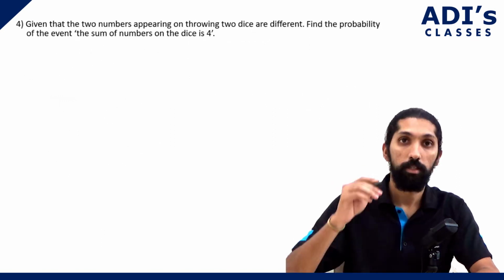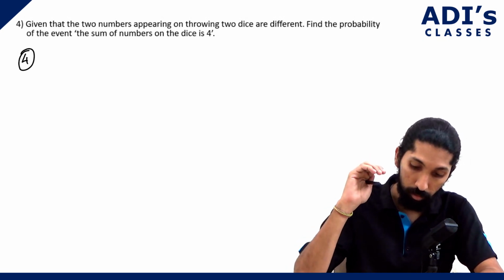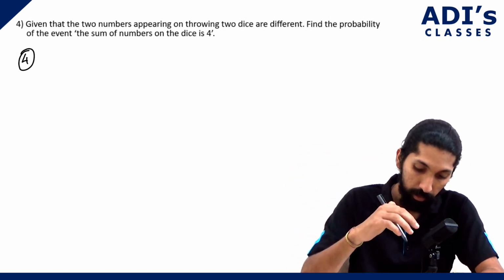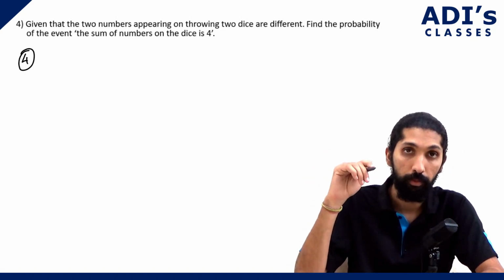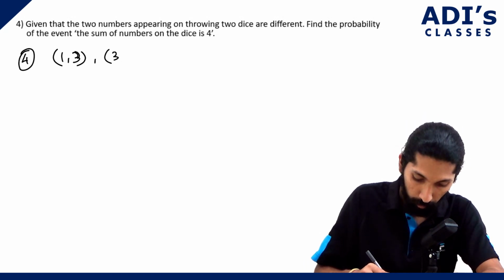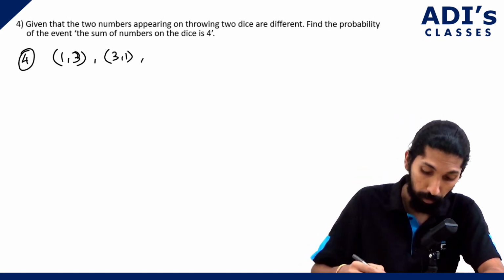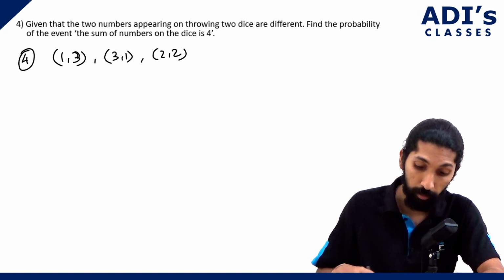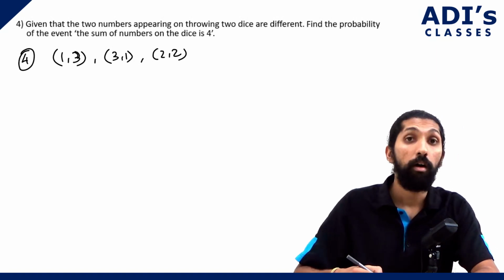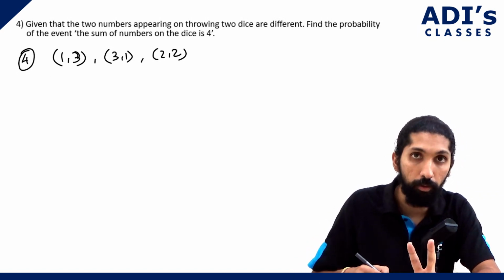Alright, let's do the next one. See this particular question? It's quite a simple one. Given that two numbers appearing on throwing two dice are different, find the probability that the sum of the numbers on the dice is 4. Now, guys, if you look at this, there are 36 possibilities, correct? Of which 1 comma 3 is one possibility, 3 comma 1 is one more possibility, and 2 comma 2, of course, is also a possibility, but we'll leave that out because they're saying two different numbers. Now, these are the cases, but which of them satisfy the condition? The satisfying cases are only two of them, correct?